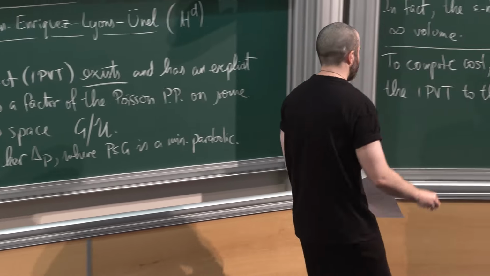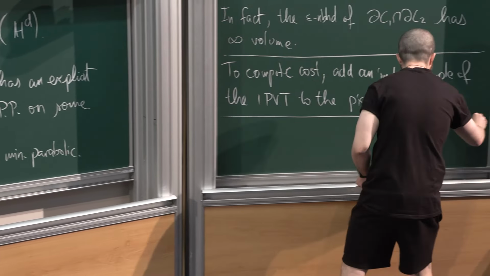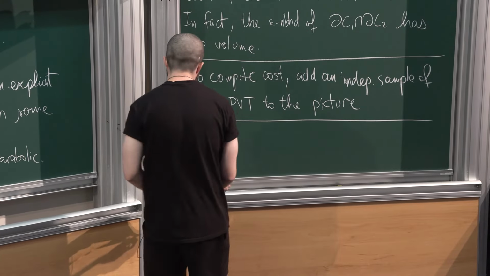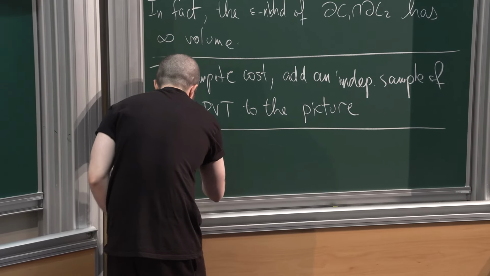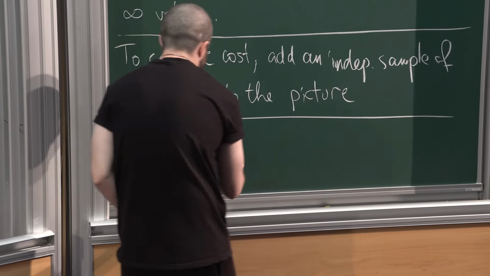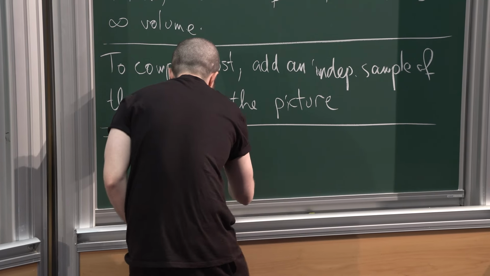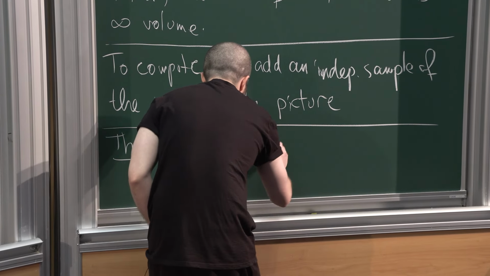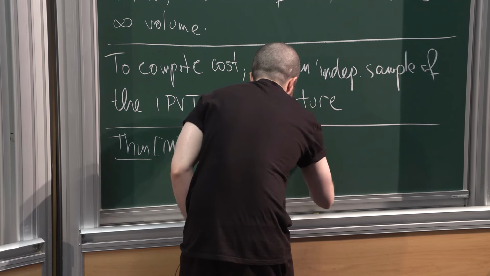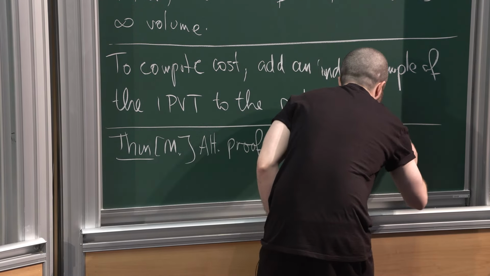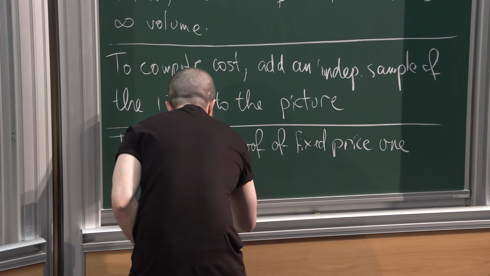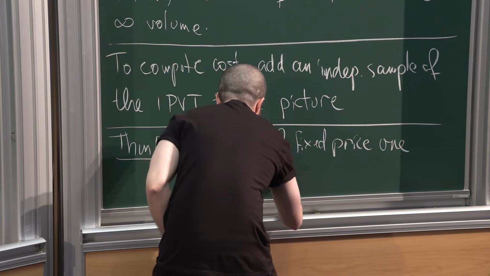Another result that I want to advertise. This I also won't speak about in the lectures really, but I should say it. This is an alternative proof of fixed price 1 in higher rank using something called Cox processes.